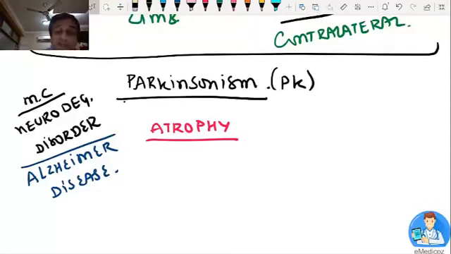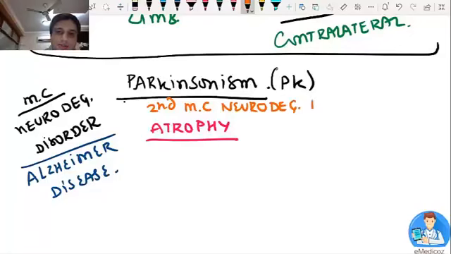I was just checking the spelling of Alzheimer again. But who is the second? Life is a race. Who came first? You guys know him. Who is second, the second most common neurodegenerative disorder? Yes, that's my Parkinsonism. So Parkinsonism is the second most common neurodegenerative disorder after Alzheimer, of course.